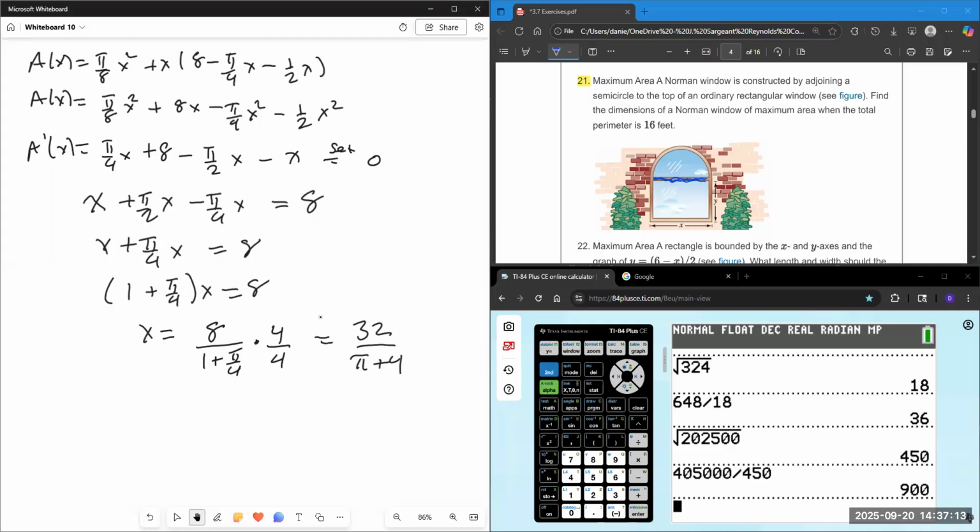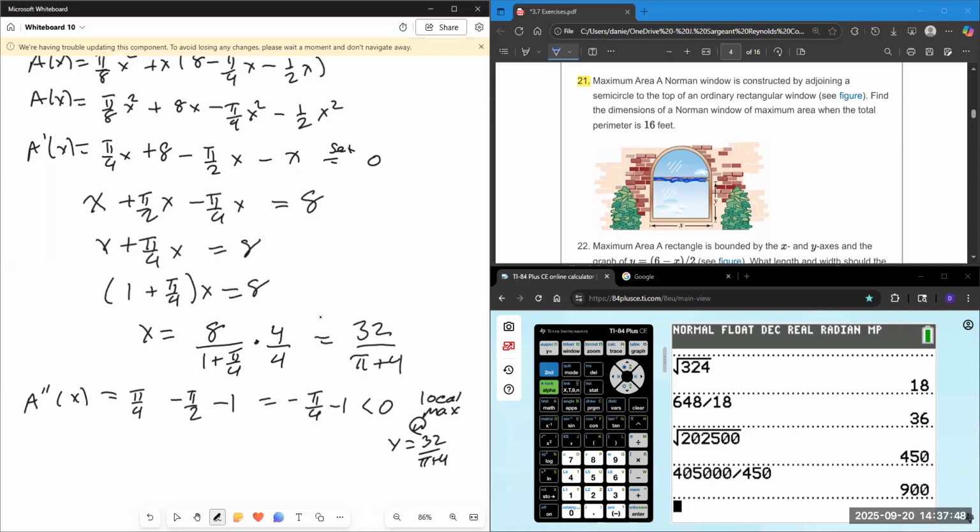I'm not going to try to do a first derivative test on that. I'll do a second derivative test here. That second derivative here is going to be pi over 4 minus pi over 2 minus 1, which is negative. Pi over 4 minus 1 is less than 0, so there's a local max at x equals 32 over pi plus 4.